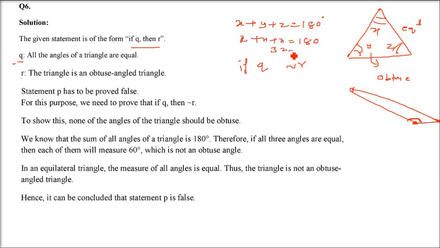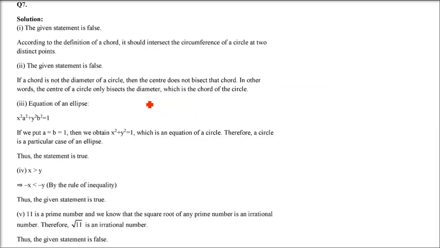So it is 3x equals 180 degrees, x will be equal to 60 degrees. So every angle is 60 degrees. Not even a single angle can go above 60 degrees. In an equilateral triangle, all the angles are equal, every angle has to be 60 degrees. So we are not talking about a triangle having an angle greater than 90 degrees. So we can conclude that the whole statement is false, because if Q is true and R is false, the whole statement is false.